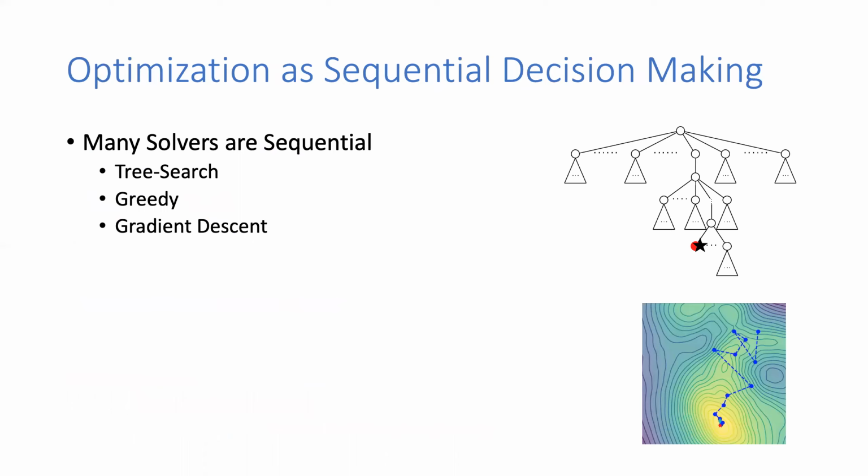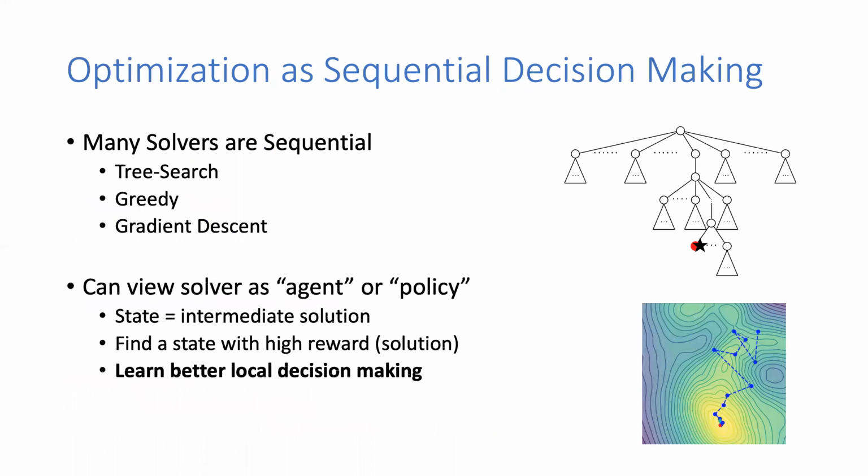So we can think of optimization as sequential decision-making. Many solvers are sequential. Tree search algorithms are local sequential decision-making procedures. The greedy algorithm is a local sequential decision-making procedure. Gradient descent is a local sequential decision-making procedure. So we can treat these solvers as an agent or a policy, where a state is some current or intermediate solution, and the goal is to find a state with high reward, such as a low cost or a solution to an integer program. In other words, rather than handcrafting this local decision-making procedure, let's try to learn a local decision-making procedure.